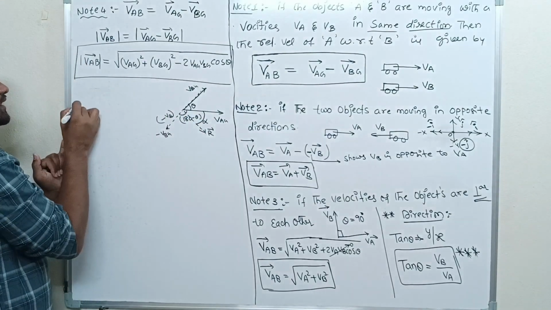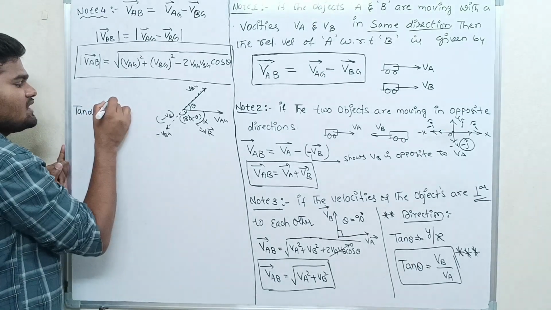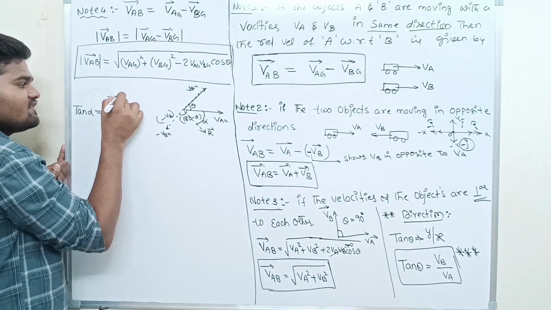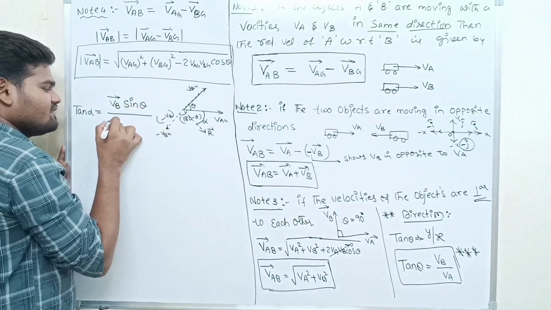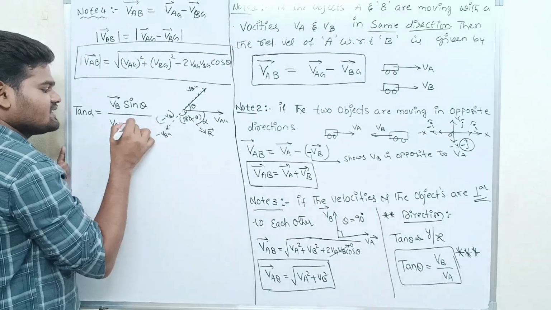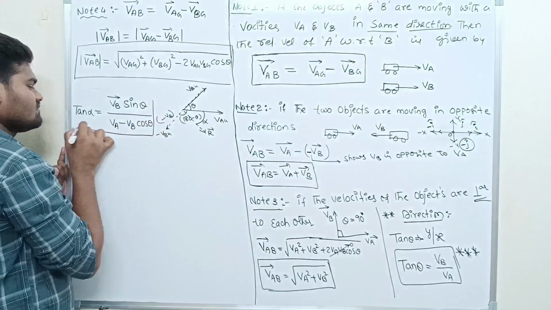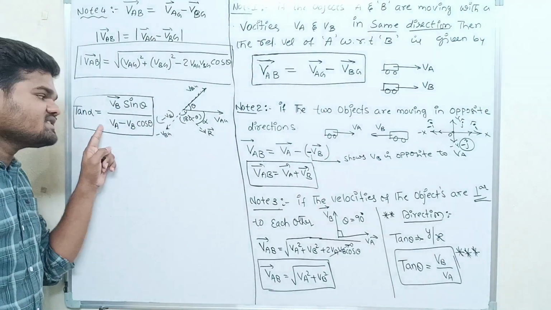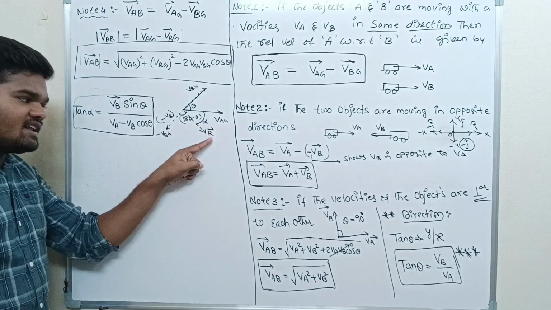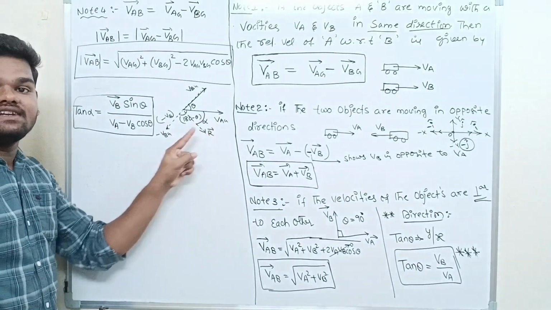That is, tan alpha is equal to VB sin theta divided by VA minus VB cos theta. So what does this equation give? This equation gives the direction of the resultant vector of these two velocity vectors.